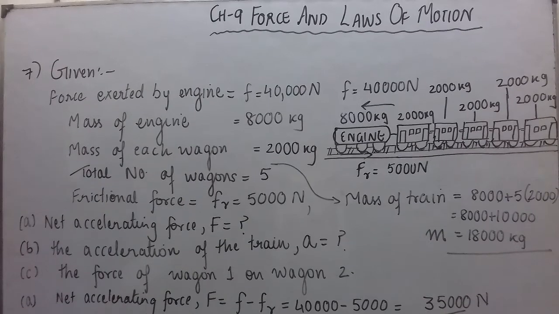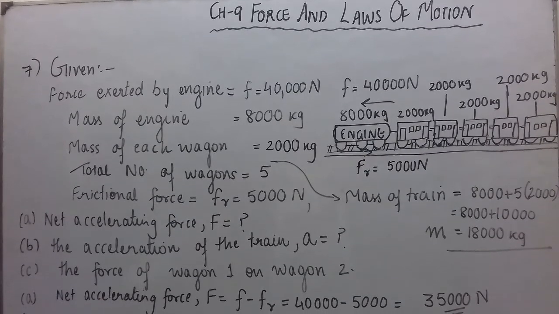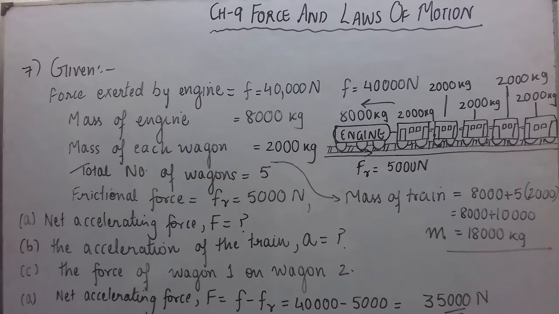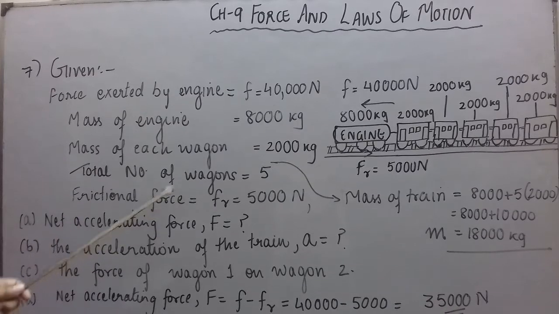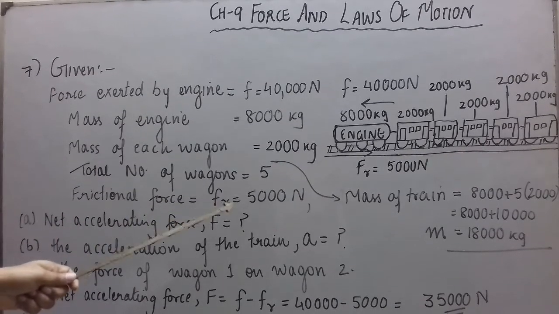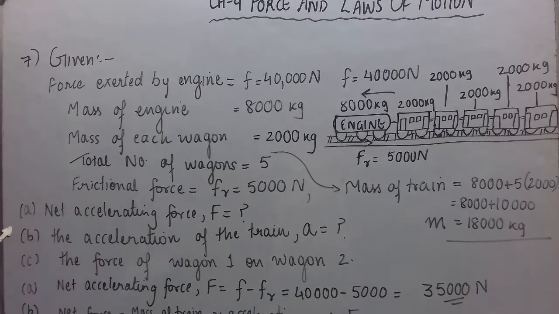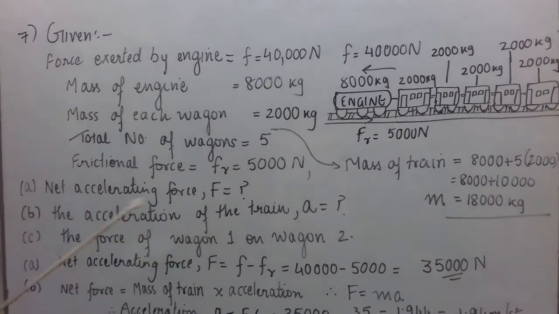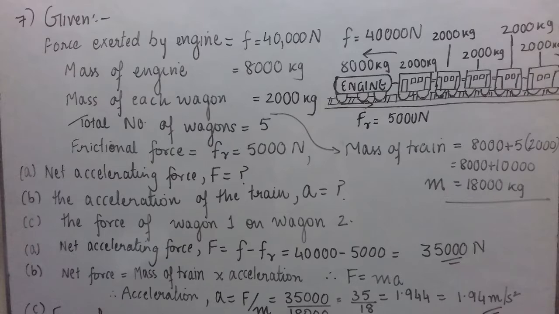An 8000 kg engine pulls a train of 5 wagons, each of 2000 kg, along a horizontal track, and the engine exerts a force of 40,000 Newton. The track offers a frictional force of 5,000 Newton. Frictional force I have represented by small fr. This is 5,000 Newton. Then calculate A. Net accelerating force, B. The acceleration of the train, and C. The force of wagon 1 on wagon 2. Okay, I hope the question is clear to you.